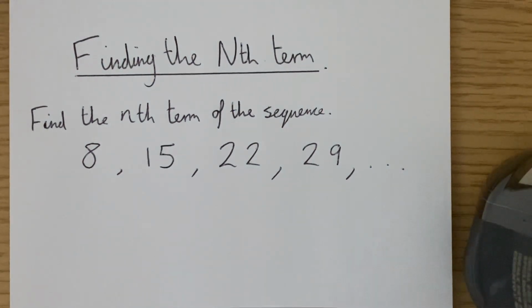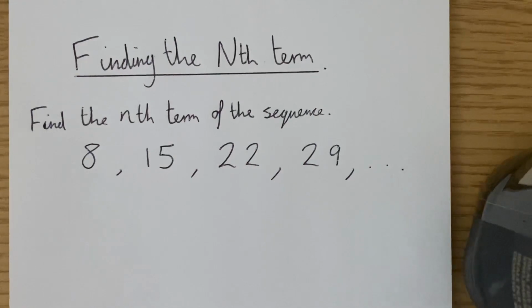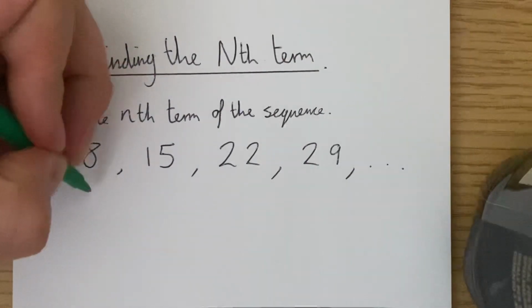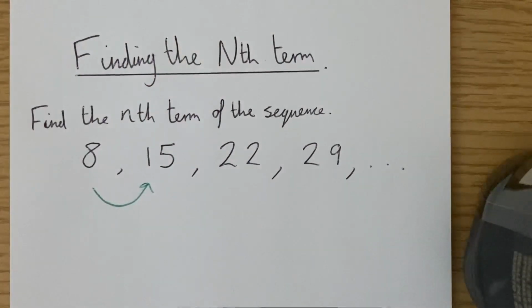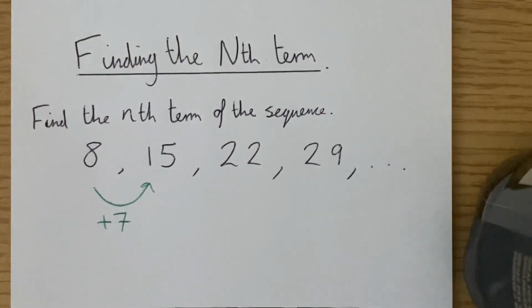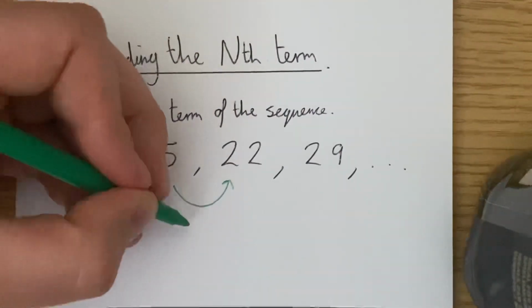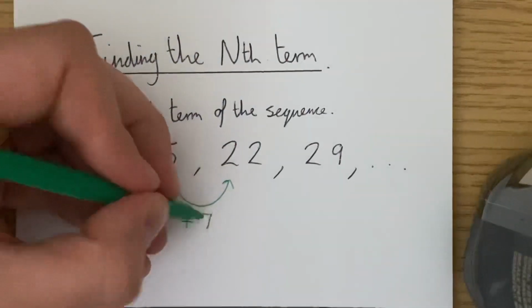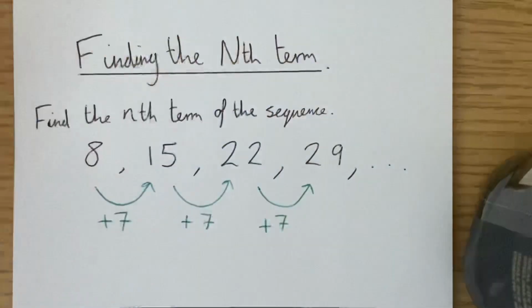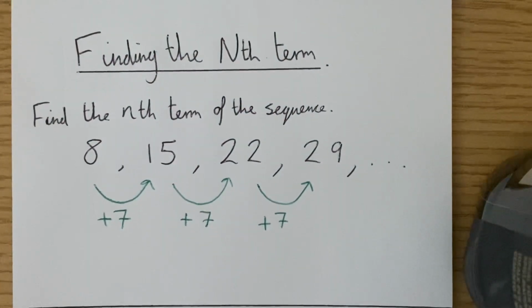Right, folks, in today's video we're going to look at finding the nth term of a sequence. Now, to start this, we're going to look at finding out what the sequence increases or decreases by to go to each term. So if we look at this one, from 8 to 15, we can see that's adding 7. From 15 to 22, the same again, it's also add 7. And this continues as well for 22 to 29. We're adding 7 each time.